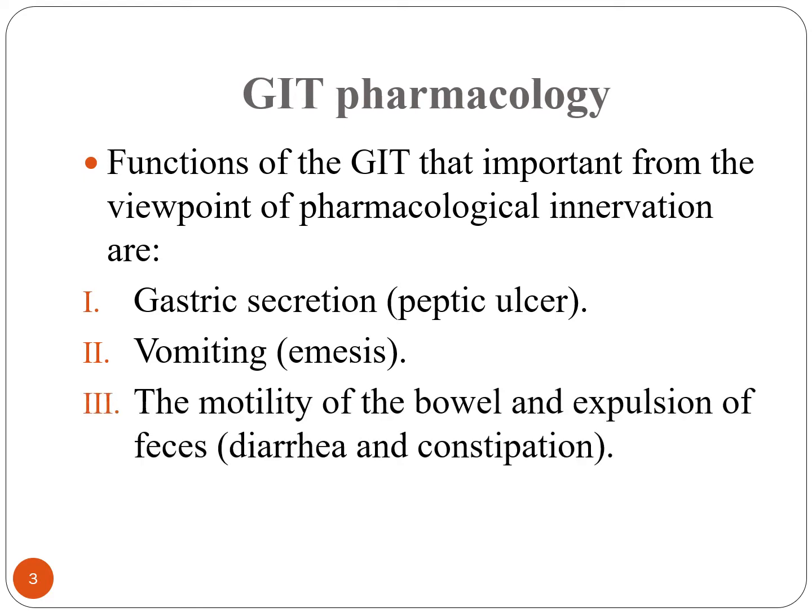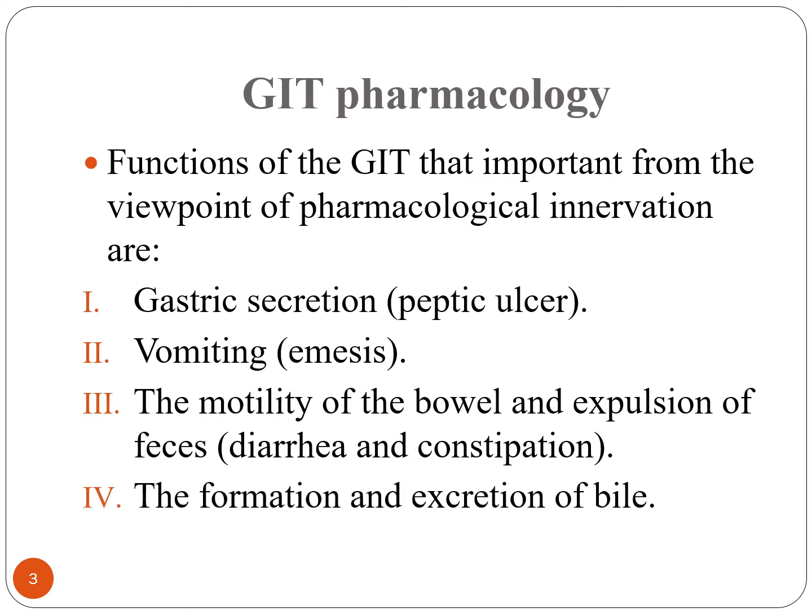The third function of the GIT is the motility of the GIT and excretion of feces. This is also important from the viewpoint of pharmacological intervention, because accelerated motility can lead to diarrhea, and this can be treated by antidiarrheal drugs. And also the slowing or decrease in the motility of the GIT, or decreased movement of the GIT, can result in constipation, and this can also be treated pharmacologically by the laxative drugs that are used for treatment of constipation. Also, the formation and excretion of bile.